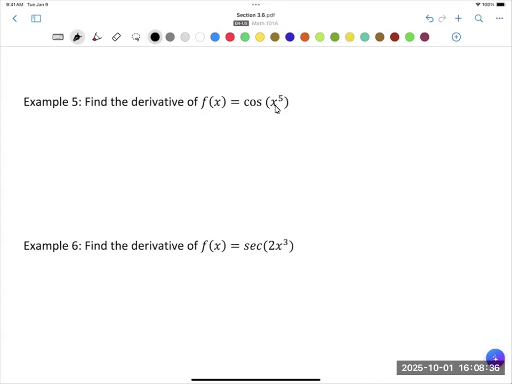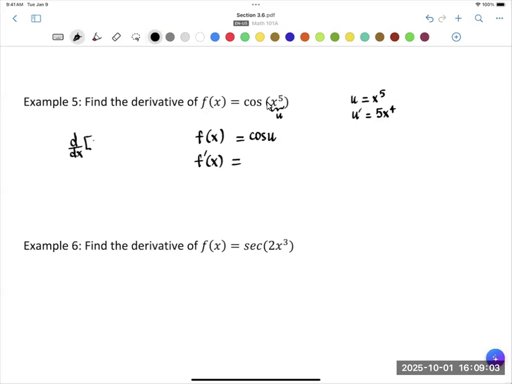All right. Now, same thing for example 5. I have the power function x to the power 5 inside the cosine function. So I'm going to let u be my power function, which is x to the power 5. u prime will be 5x to the power 4. Now, my f of x is going to be equal to cosine u. And the derivative of cosine u is what? The derivative of cosine is negative sine.